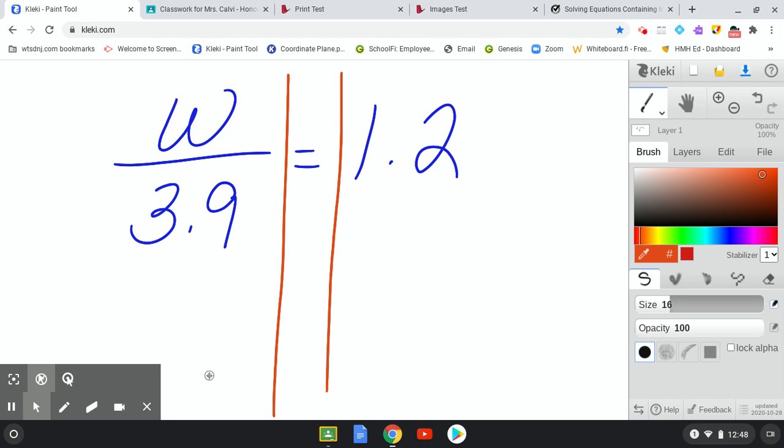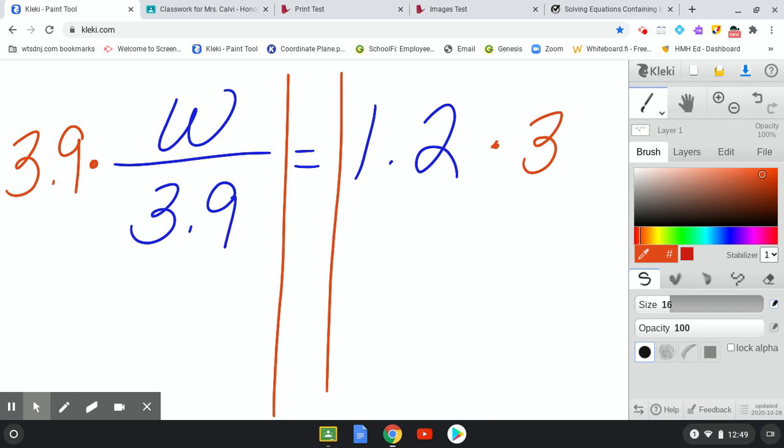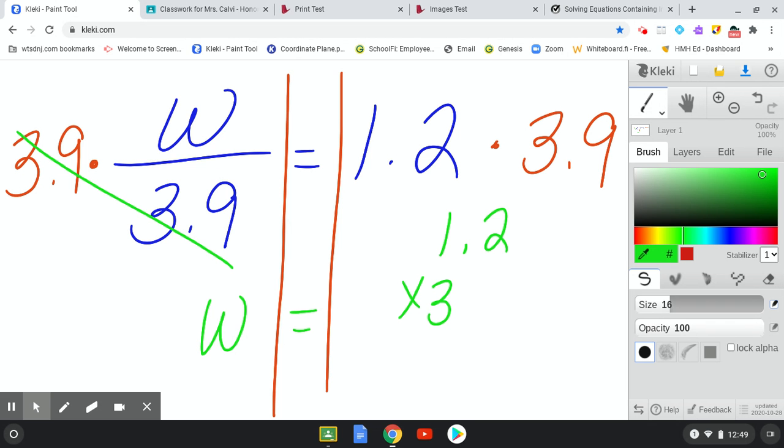Okay, so here we have a division equation. So we have w divided by 3.9 is equal to 1.2. We want the w by itself, so we're going to do the opposite operation. Opposite of division is multiplication, so I'm going to be multiplying both sides by 3.9. These on the left side are going to cancel. I'm going to have my w by itself is equal to, now I need to multiply, 1.2 times 3.9.